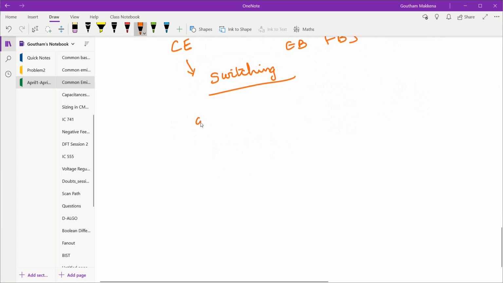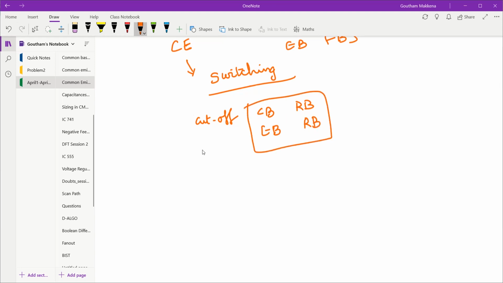In the cutoff region, what happens is your collector base junction is reverse biased and your emitter base junction is reverse biased as well. So when you use these two regions, the cutoff region and the saturation region, your transistor switches, that is, it works as on and off. On means a short circuit and off means an open circuit.